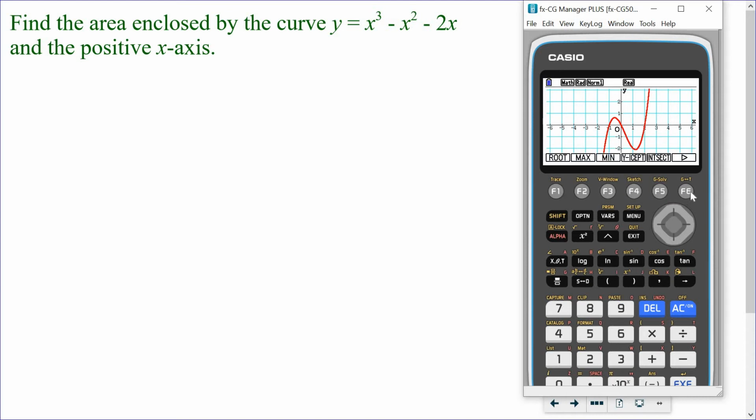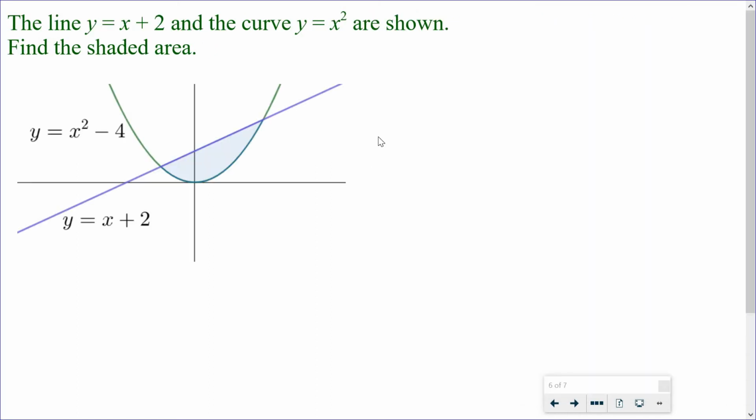G-solve, and then integrate, and then root. Okay, I don't want to start at that left-hand root, so I'm going to press the right arrow. Okay, and execute, and then I'm going to press the right arrow again and execute, and that gives me the region that I want.